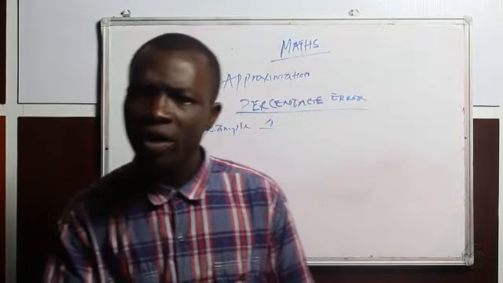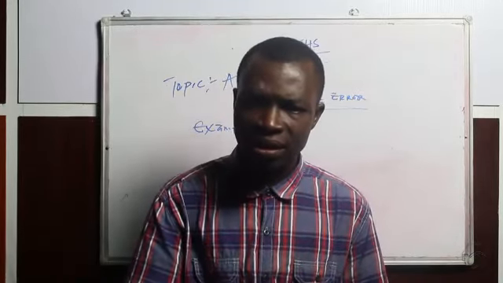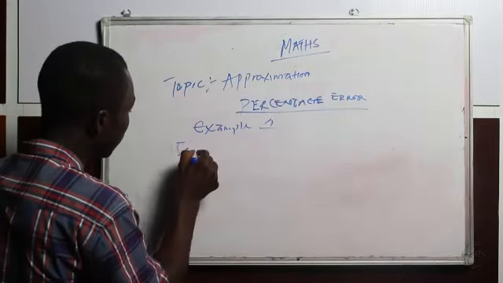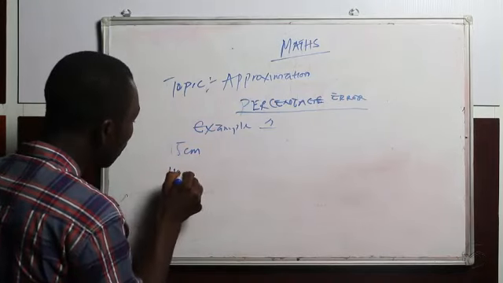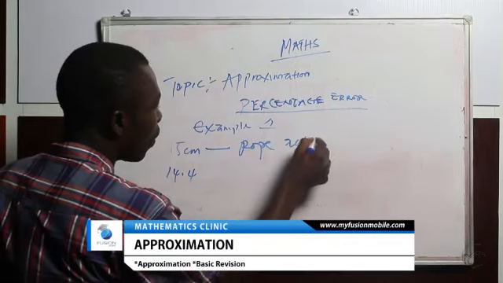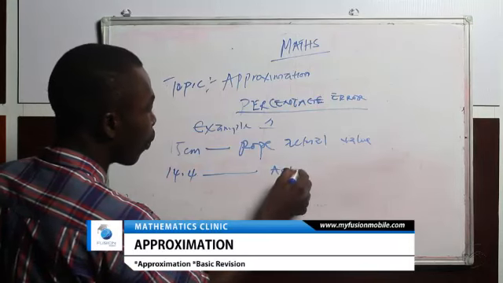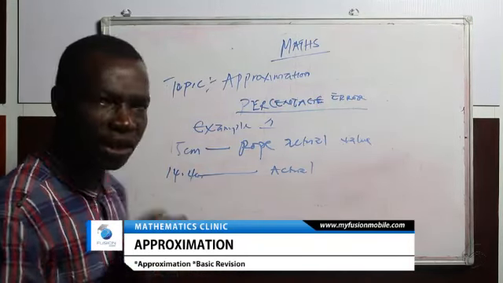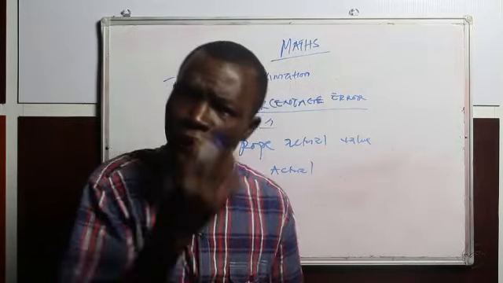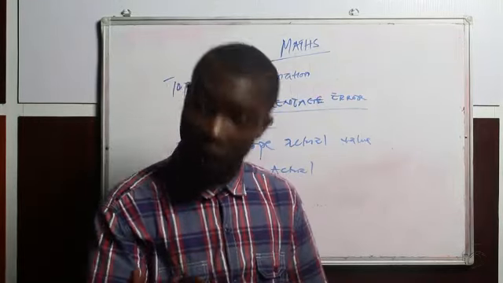This example gives us an illustration of error found in a measurement. That is a rope of length 15 centimeters. She measured it to be 14.4 centimeters. This is the actual length, or actual value, and this is the actual error. So how do we know this percentage error in this question?